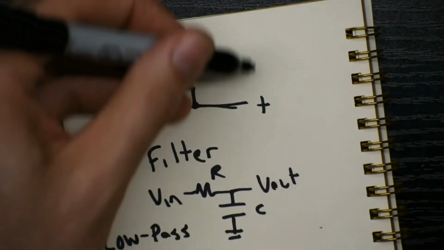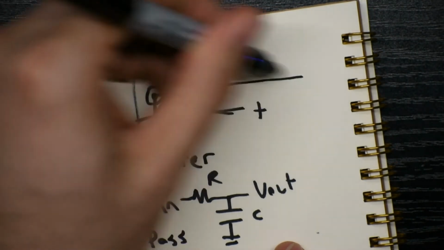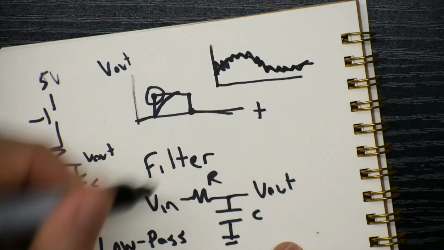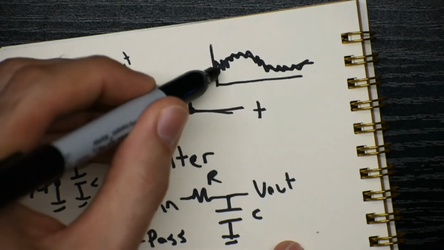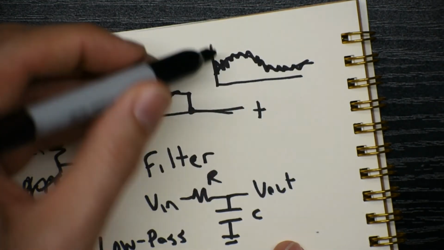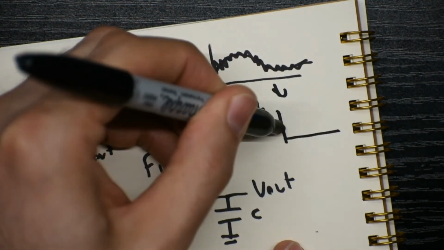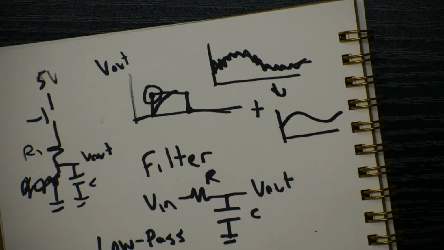So if we have kind of noisy data, let's say that this is the data we're interested in, but it's kind of fuzzy. All that fuzzy stuff there, that's high frequency changes. So when we put that into our low pass filter, we should get out something smooth again.